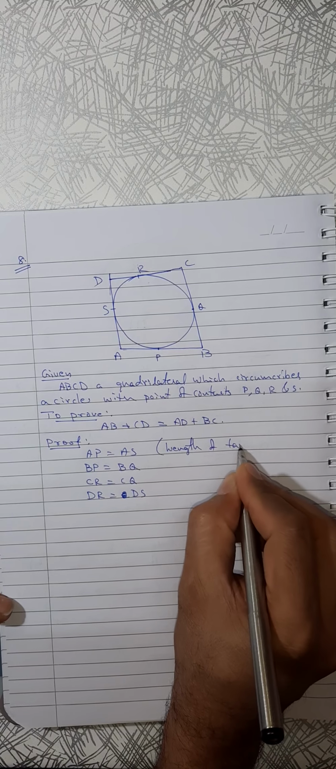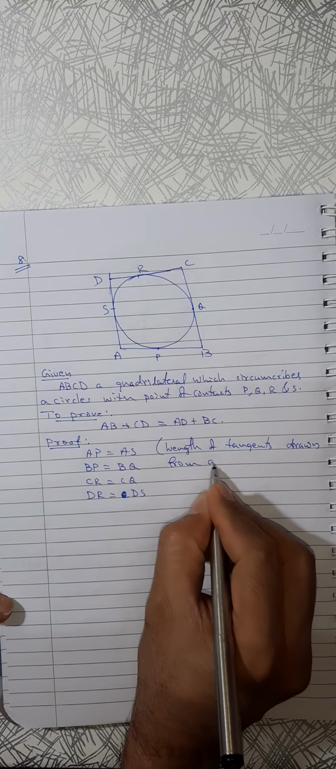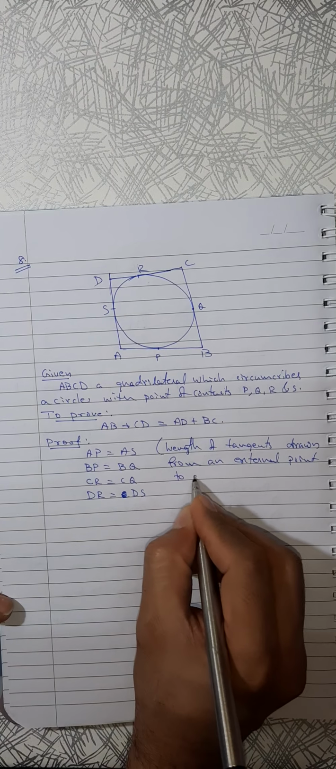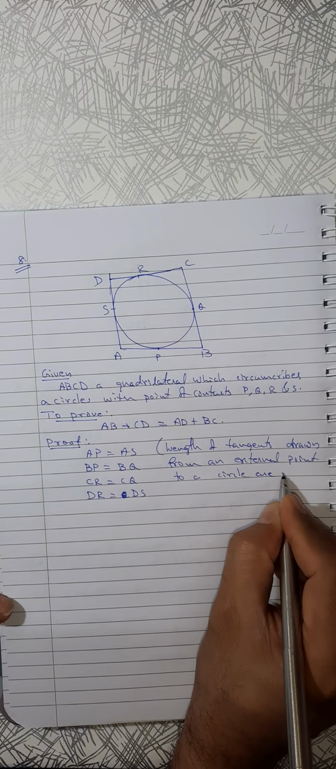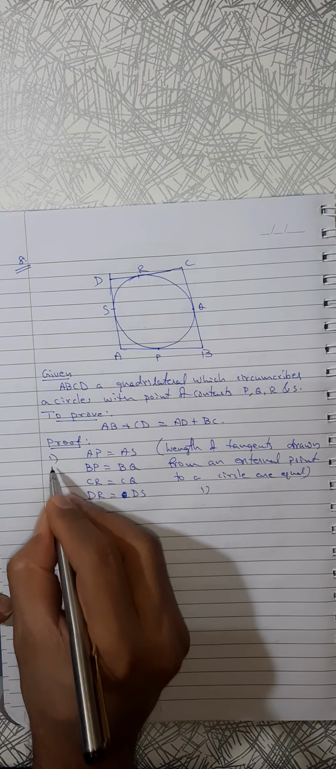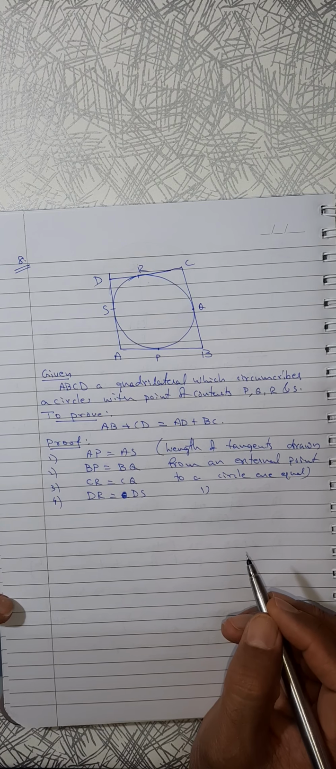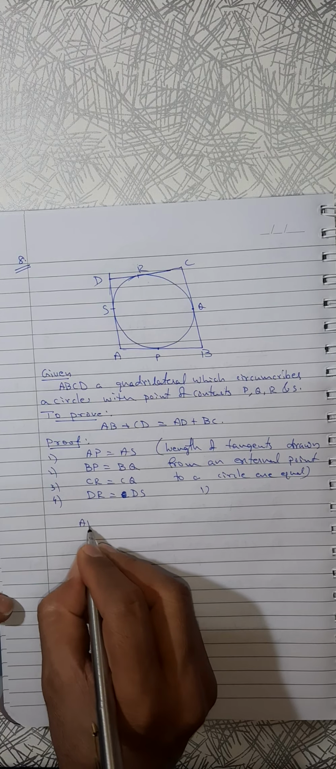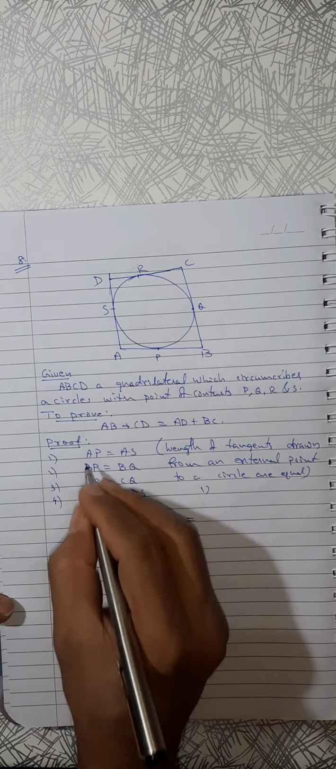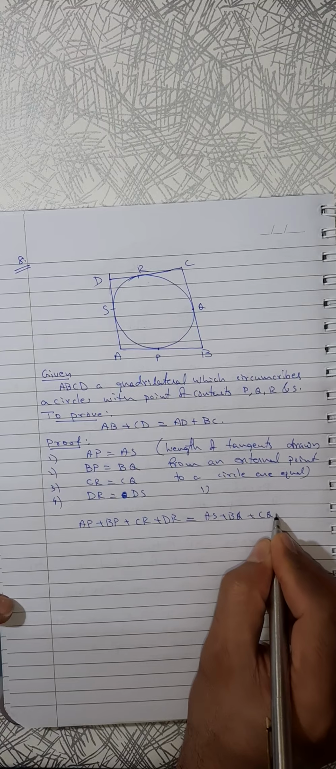Length of the tangents drawn from an external point to a circle are equal. For all these, the reason is the same. Now what can we do? Simply do addition. AP plus BP plus CR plus DR equals, left side added, right side added, AS plus BQ plus CQ plus DS.